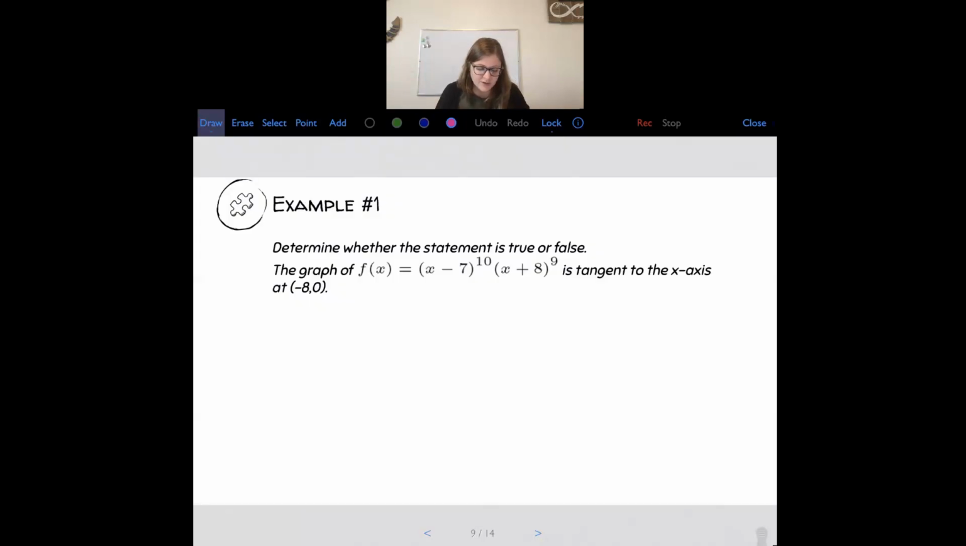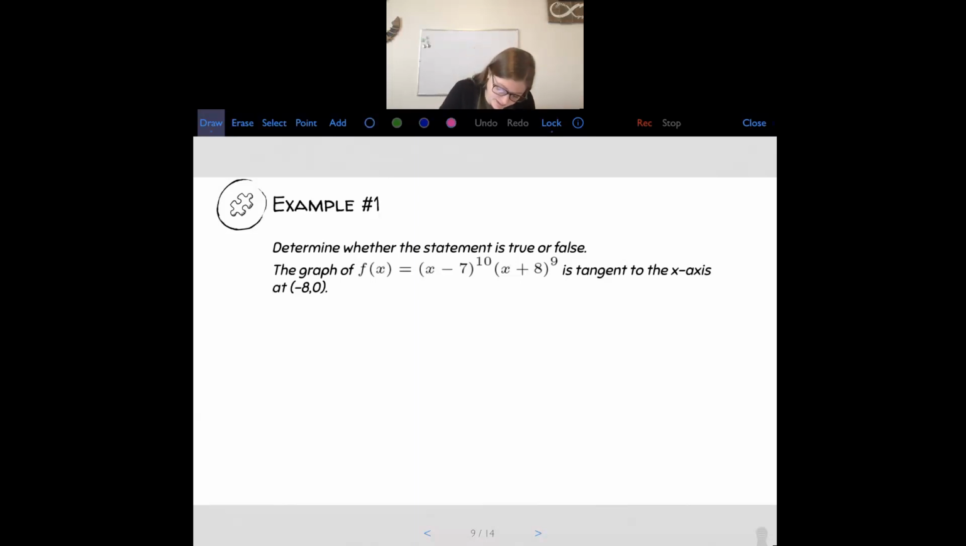Okay. So some examples. Determine whether the statement is true or false. The graph of f of x is equal to x minus 7 to the 10th times x plus 8 to the 9th is tangent to the x-axis at negative 8, 0. So we're talking about what's happening with the x-intercept. We need to determine our zeros and the multiplicity of each.